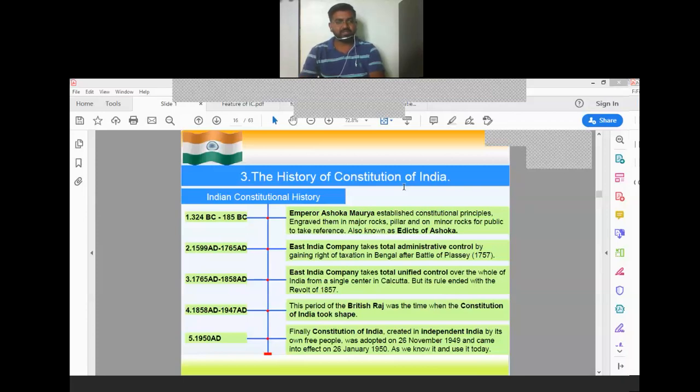Our subject is Indian Constitution, subject code 313-0007. It is for all the branches. In this session, we're discussing the history of the Indian Constitution.